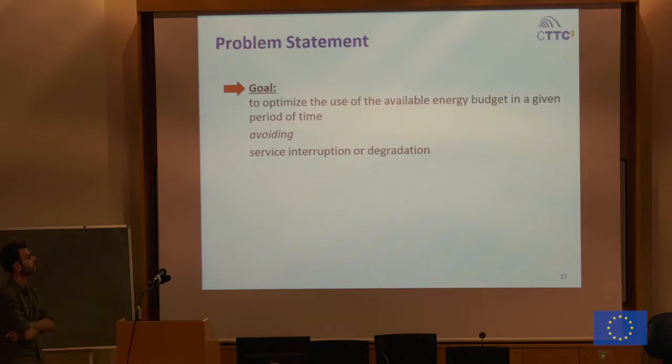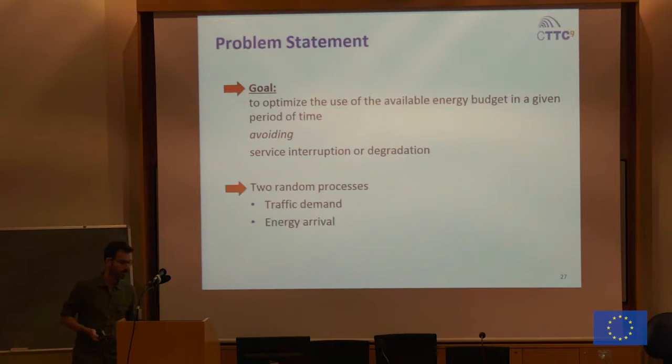So what we want is to optimize, and then we will see what optimize could be, the use of the available energy budget that I have from the energy harvesters that I've deployed, trying to avoid any service interruption or degradation in our system. And to have this, I have to deal mainly with two random processes, which are traffic demands and energy arrival. So in what follows, I will first try to statistically describe these two processes.